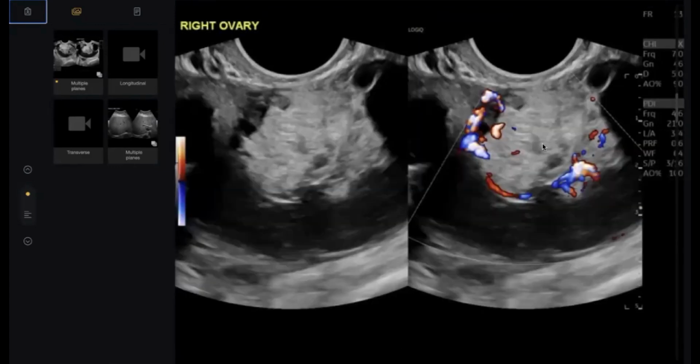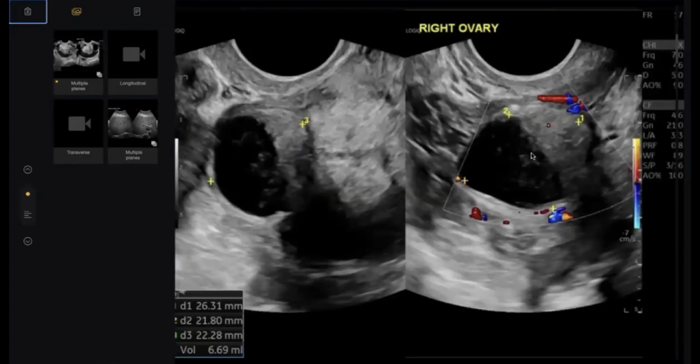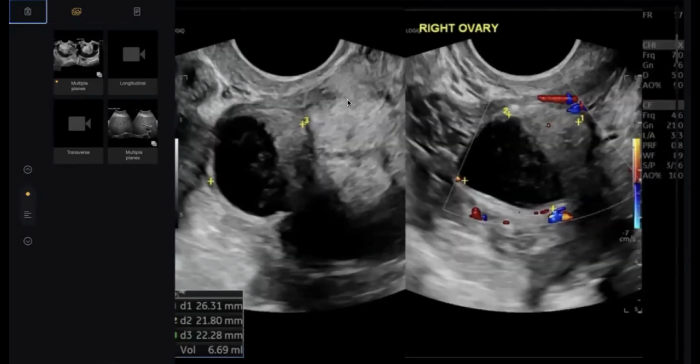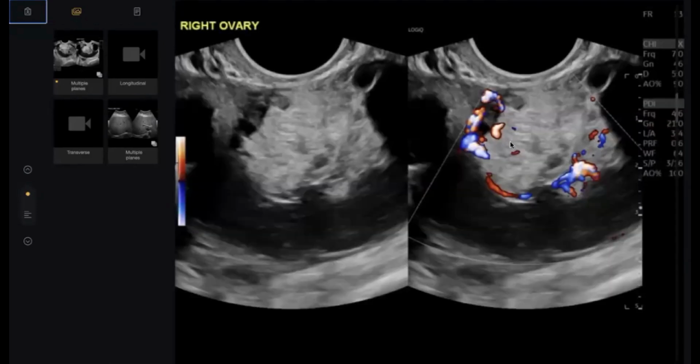See the vascularity, my colleague. Somebody may tell me, doctor, it may be a dermoid cyst. You are correct, it may be, because it is hyperechoic. But look, what is this? Internal vascularity. So it is not a dermoid cyst.